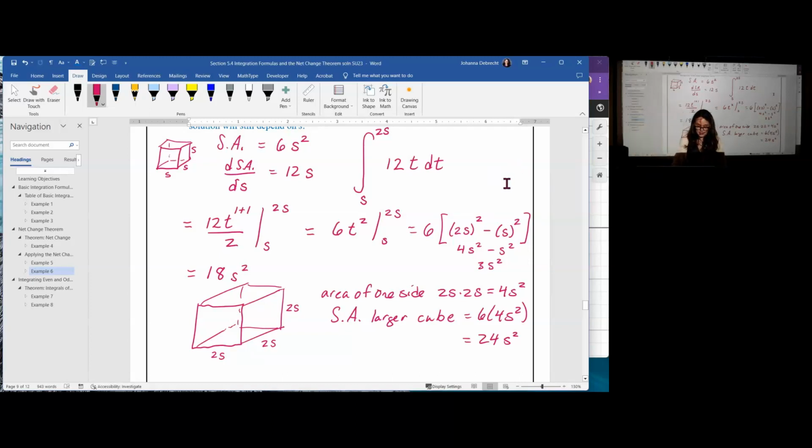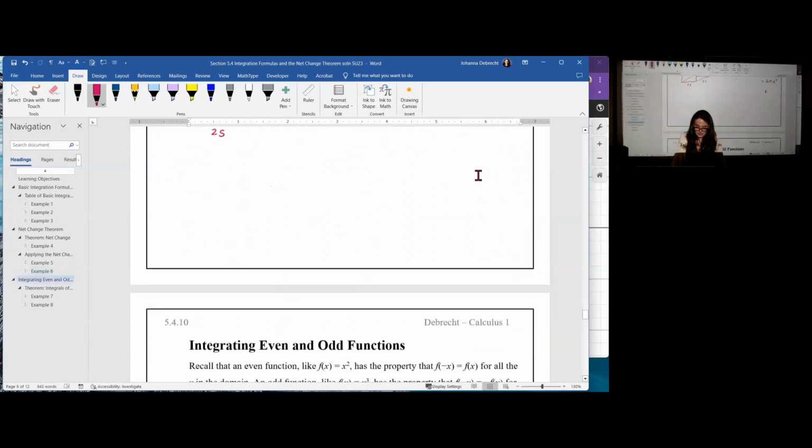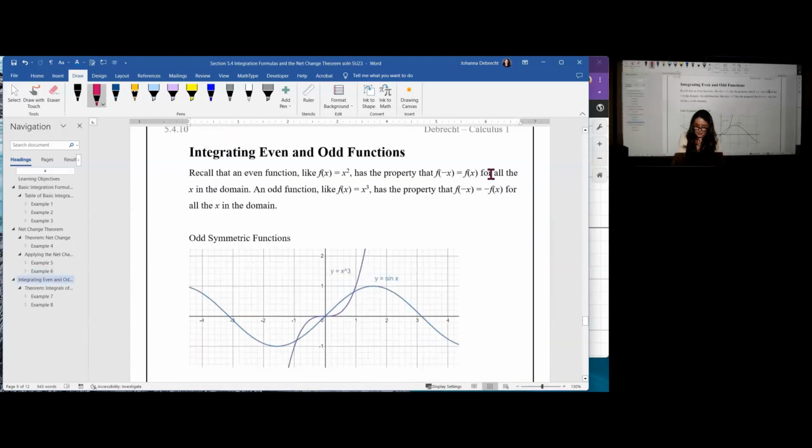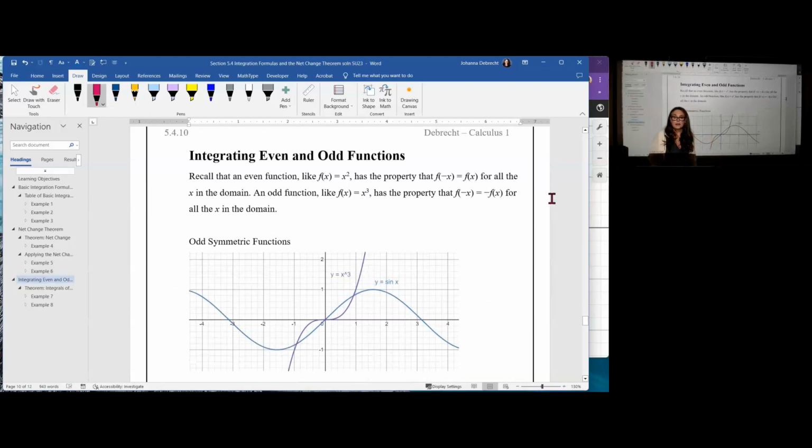Let's now shift our attention from rates of change and instead talk about integrating even and odd functions. This section does help you to calculate integrals, can make your work much shorter and much simpler. However, I would not call it an absolutely necessary thing to learn. You can still integrate without knowing these rules and be just fine. But if you know them, it can shorten some problems pretty dramatically.